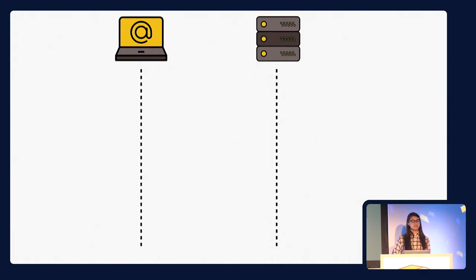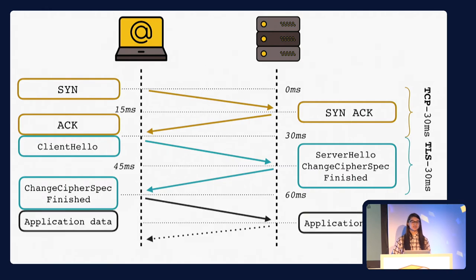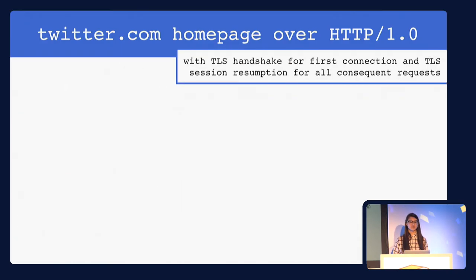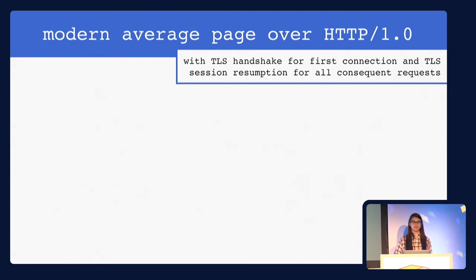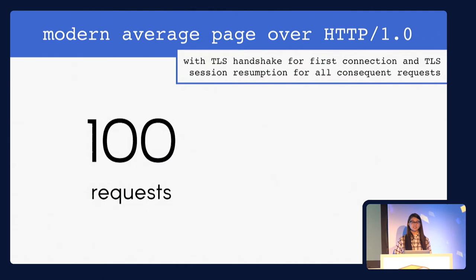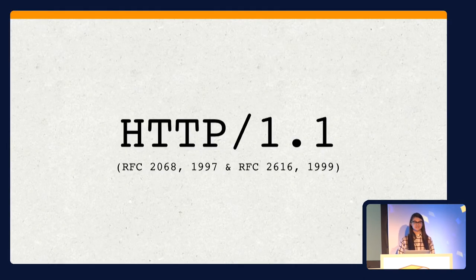That was to set up a new TLS session, but TLS sessions can be resumed. In this case, we get 1 round trip for the TCP and 1 for session resumption, and then application data. Good stuff. Back to the Twitter homepage and its 21 requests, assuming the first connection performs the full TLS handshake and all consequent requests use TLS session resumption, that will result in approximately 2.7 seconds. But for the average web page, that number rises to 12.5 seconds. Clearly, HTTP 1.0 isn't well fit for our modern needs.